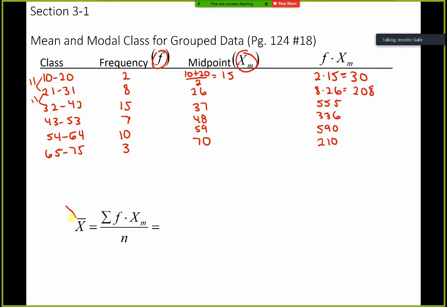So we have an X with a line over the top of it. That is actually read as X bar. And what that represents is our sample mean. So we're going to find the mean. It's represented with X with a line over it, and it's actually read as X bar.